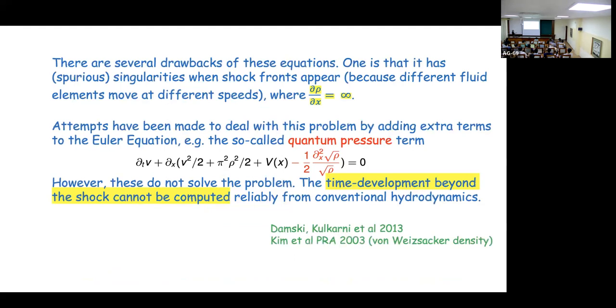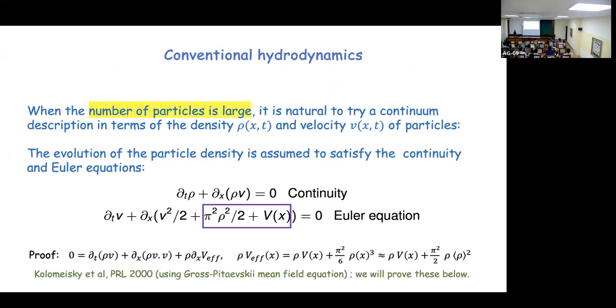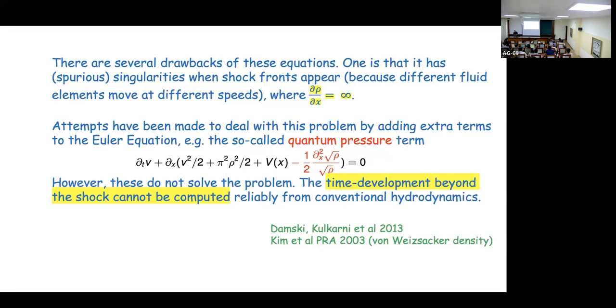So now attempts have been made to deal with this problem by adding extra terms to the Euler equation, for example the so-called quantum pressure term. This is a term which has been added by these gentlemen, including my collaborator Manas. The idea here is that you have done some mean field approximation in deriving this equation, so you try to do some higher order correction and so on. However, the point is that adding these terms does not solve the problem. The problem is elsewhere.